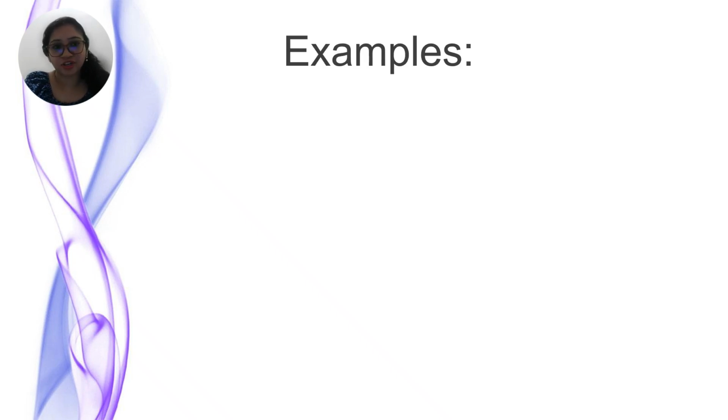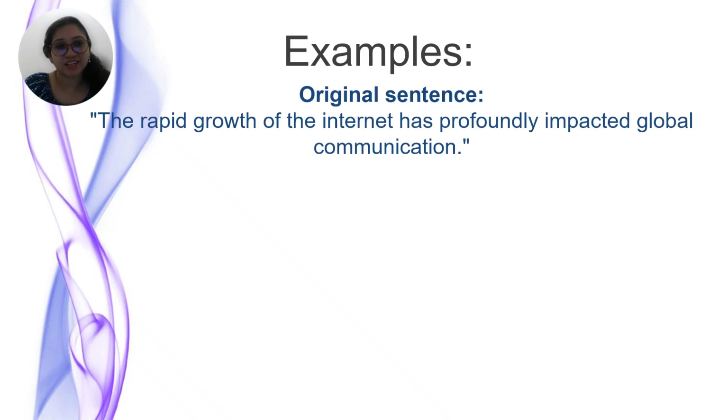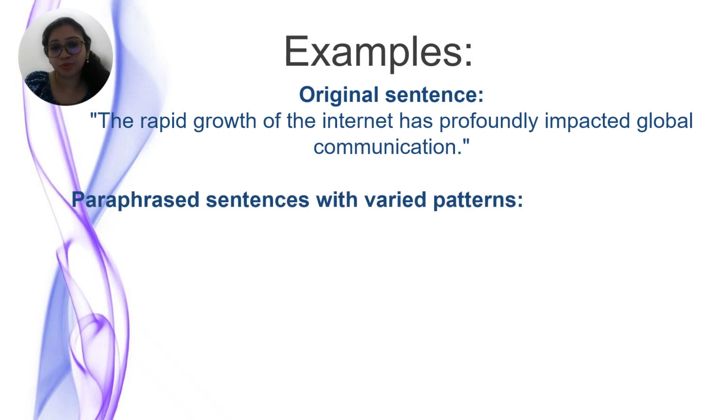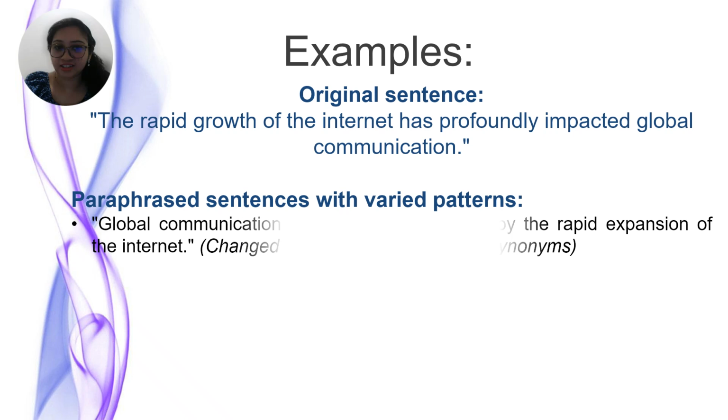Okay, so we're going to look at some examples. Here is an original sentence. The rapid growth of the internet has profoundly impacted global communication. There are several ways that we can paraphrase.